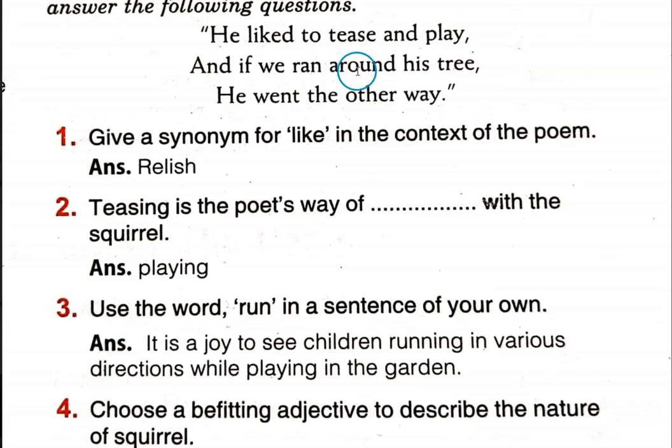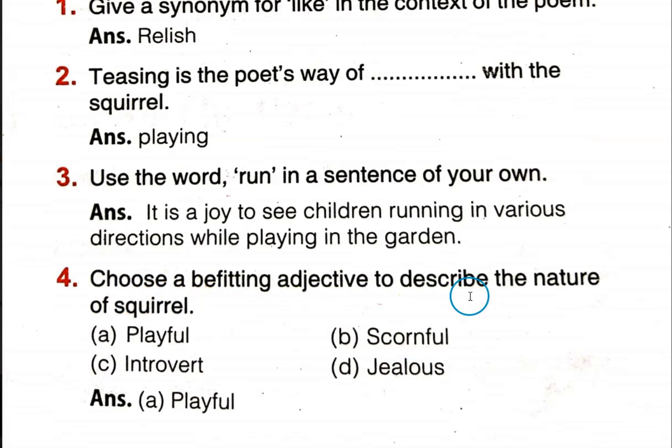Now these are the 3 lines passage you can say, and from these 3 lines some questions are based. First one is give a synonym for like in the context of the poem, so it's relish. Teasing, the poet's way of dash with the squirrel playing. Use the word run in a sentence of your own. It is joy to see children running in various directions playing in the garden. Choose a befitting adjective to describe the nature of the squirrel. It's playful.